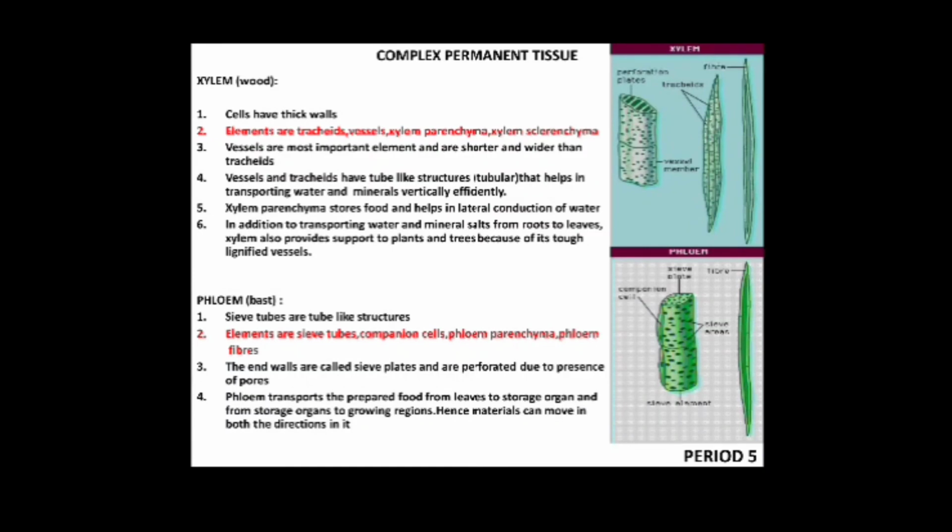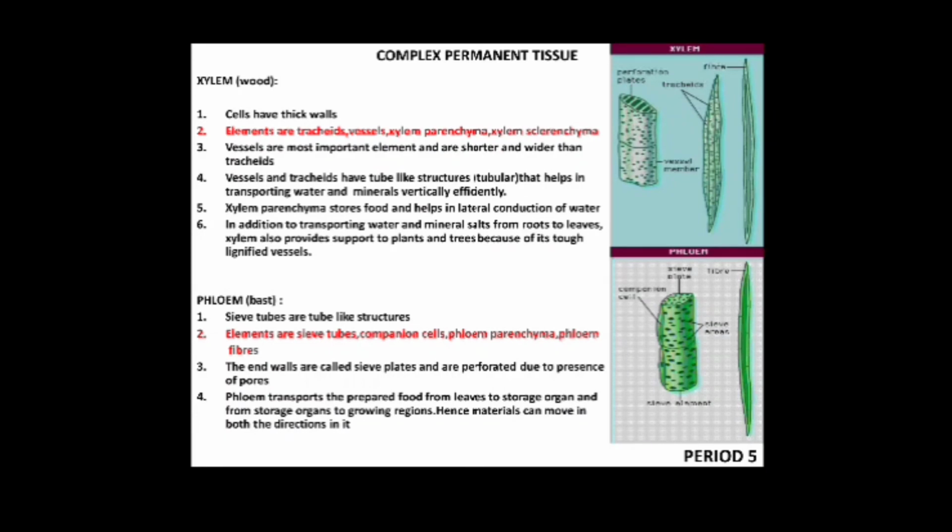So xylem, the cells have thick walls. Elements are tracheids, vessels, xylem parenchyma and xylem sclerenchyma. Vessels are the most important element and are shorter and wider than tracheids. Vessels and tracheids have tube-like structures that help in transporting water and minerals vertically and efficiently. Xylem parenchyma stores food and helps in lateral conduction of water. In addition to transporting water and mineral salts from the roots to leaves, xylem also provides support to plants and trees because of its tough lignified vessels.